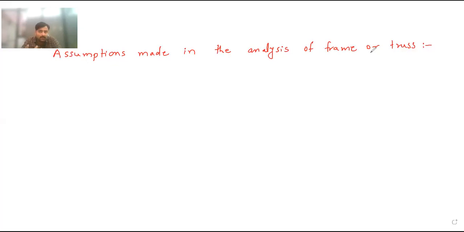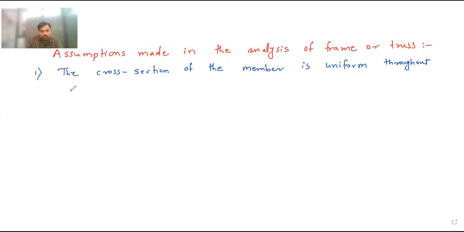See, while we are analyzing the structure and calculating the forces coming on it, we make some assumptions. Those assumptions I will write now one by one and we will discuss them one by one. So the first assumption: the cross section of the member is uniform throughout its length. Okay, so it is very simple.